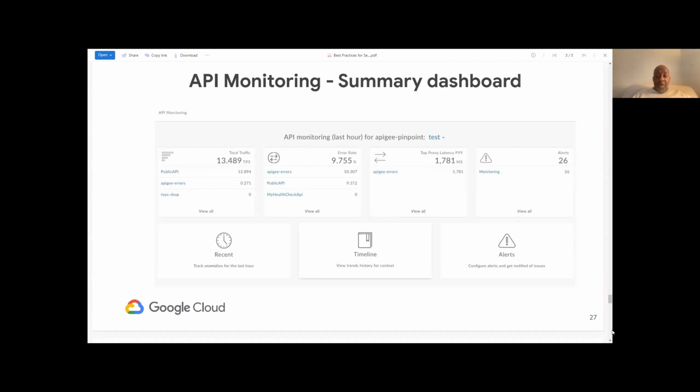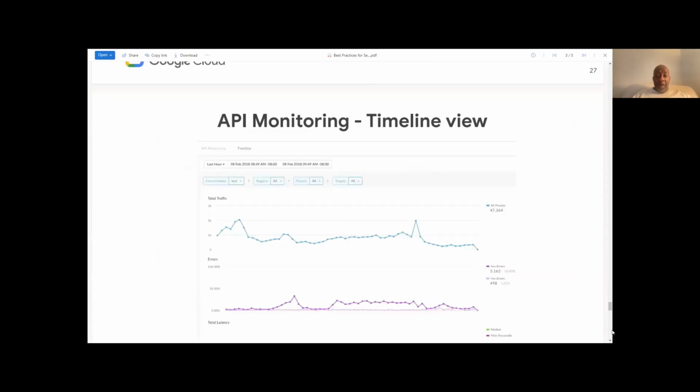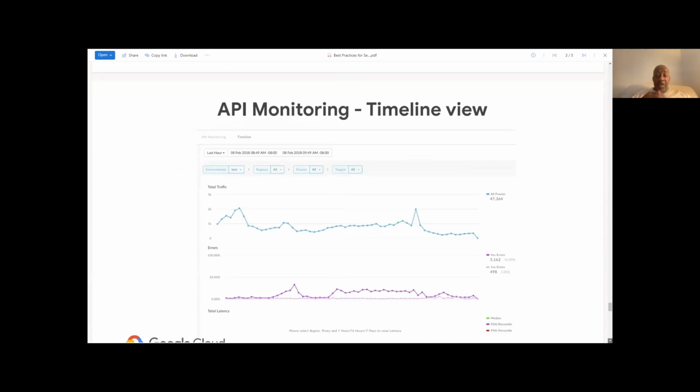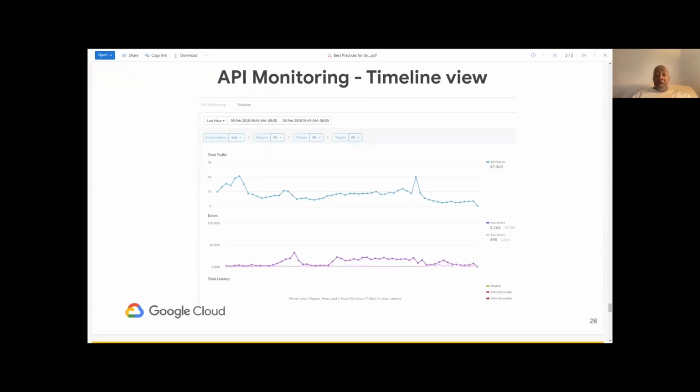I think that's it. If you go one more slide, I think we might be done. Yeah, that's just another example of a chart. Some people like tables, some people like graphic charts. Depending on how you like to see your data, the dashboarding and reporting can be configured based on your needs.